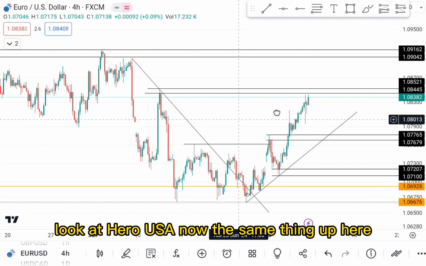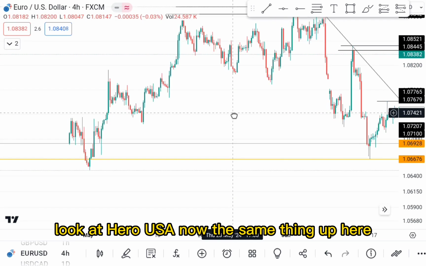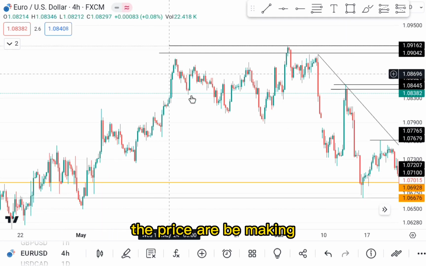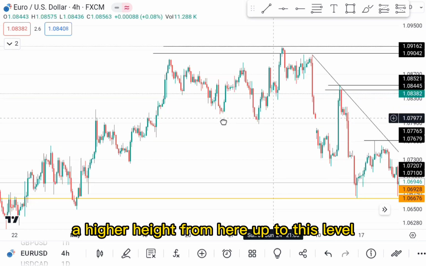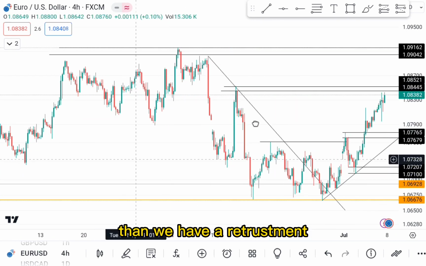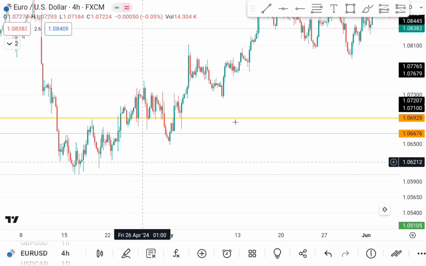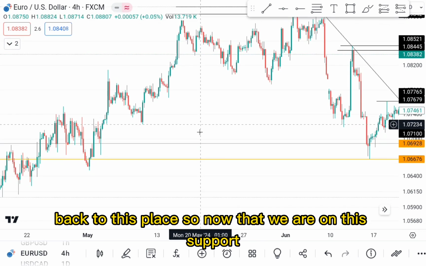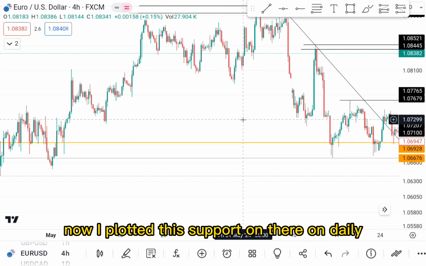To look at EURUSD now, the same thing happened here. We have been in an uptrend here. The price has been making a higher high from here up to this level. Then we have a retracement back to this place.